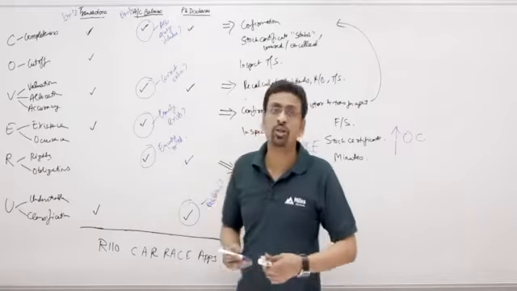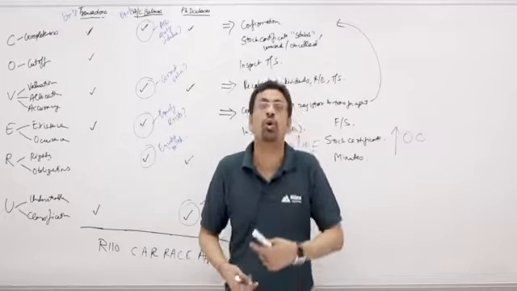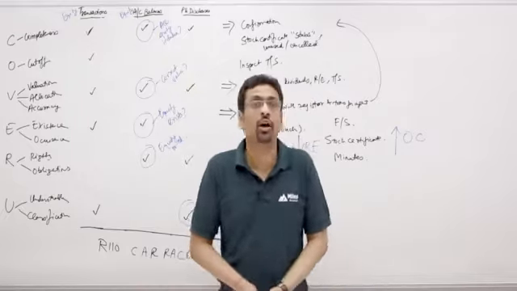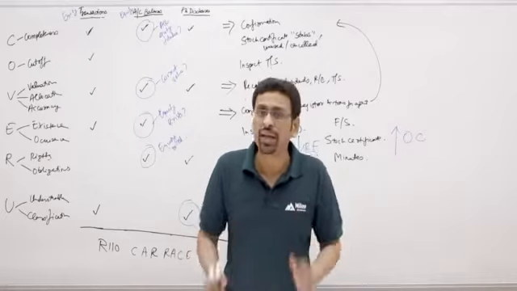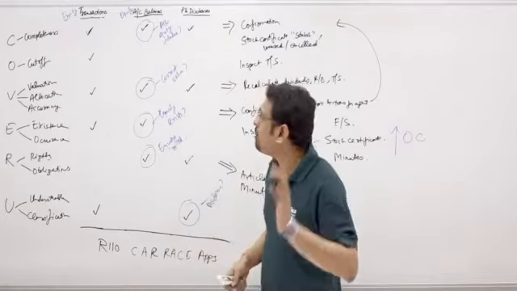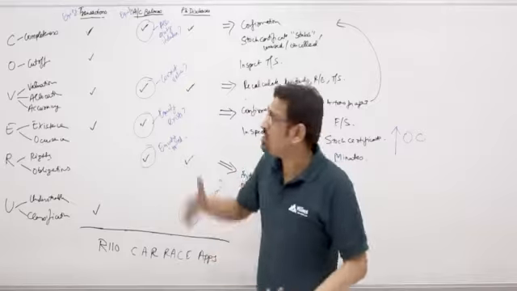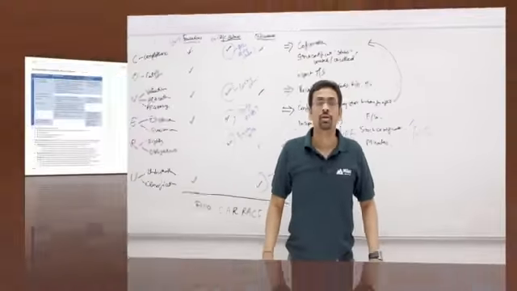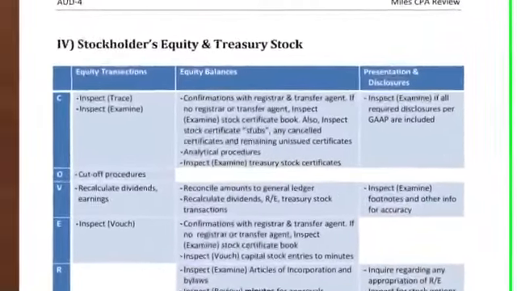So there should be proper disclosures for stock options, for all stuff related to equity, appropriation of retained earnings, dividends. So guys, equity is very important. Want to make sure that you test all management assertions as far as equity is concerned. And here we are looking at stockholders' equity and treasury stock.